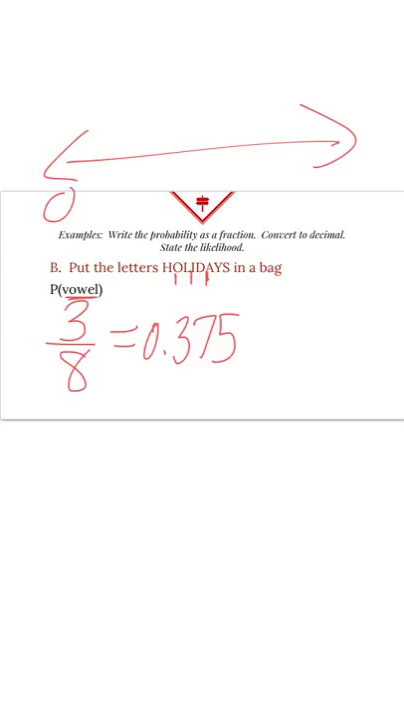So first, when you start with your fraction, start with how many total letters there are. You have 1, 2, 3, 4, 5, 6, 7, 8 letters in the word holidays. Then for a vowel, we have an O, we have an I, and we have an A. There are only 3 vowels, so the 3 would go on the top. 3/8, then you need to convert to a decimal, and that's going to equal 0.375. When you look at your scale of 0 to 1, remembering that 0.5 is in the middle, 0.375 is less than that, so that means that this is unlikely.